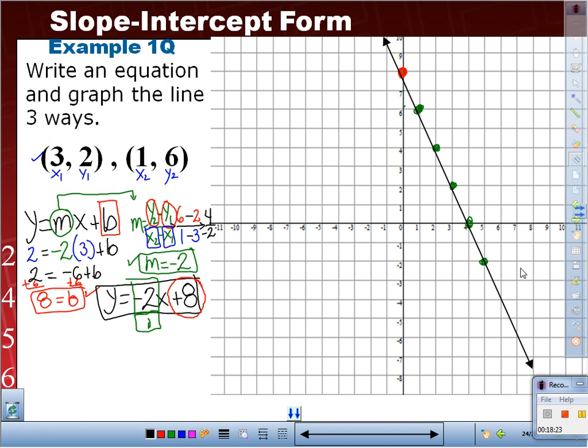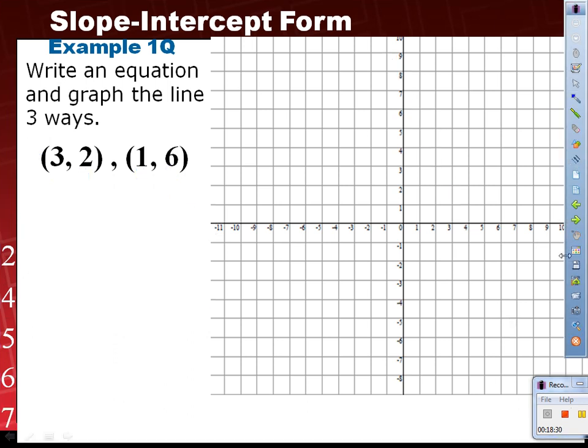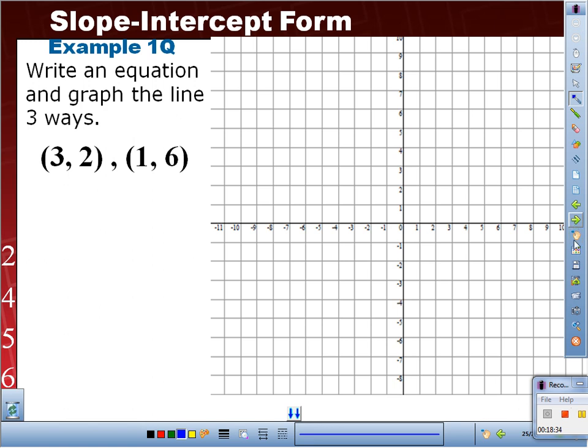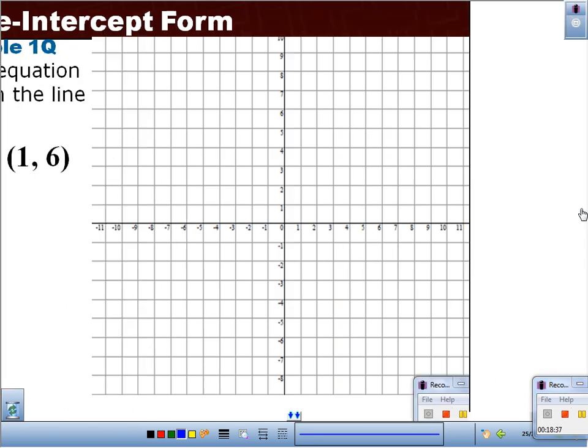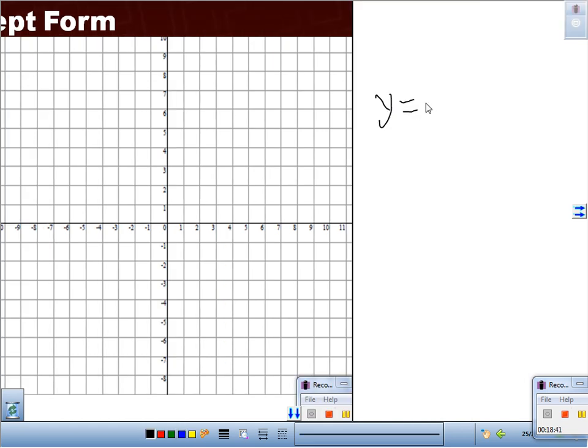So we're done with the top left, top right. Now we're going to the bottom right and write the same equation. Let me write it over here. My equation is y equals negative 2x plus 8. And this one you're going to label using x and y intercepts.